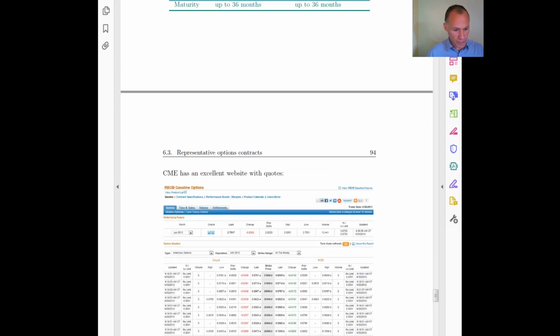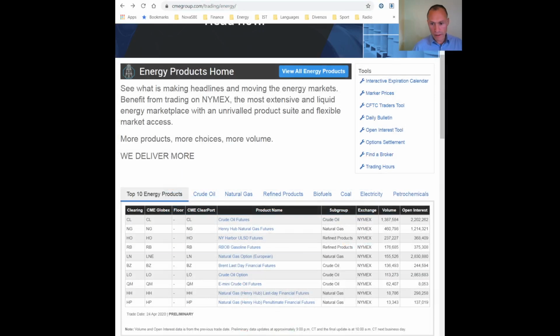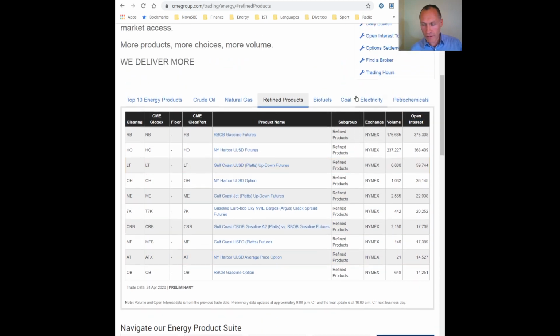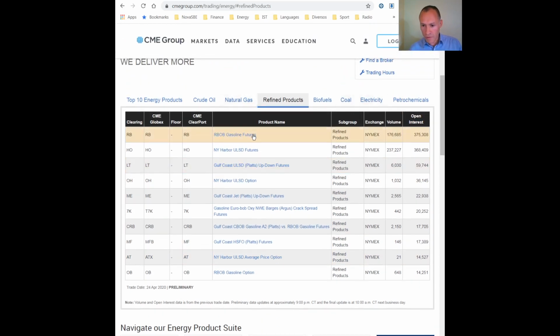Let's briefly look at it. If you go here to refined products, you will have futures, then here New York Harbor. This is now called diesel option. At the time I wrote the notes, this was called diesel option, but it's the same thing. So this is the option we're talking about, one of the most heavily traded options here.